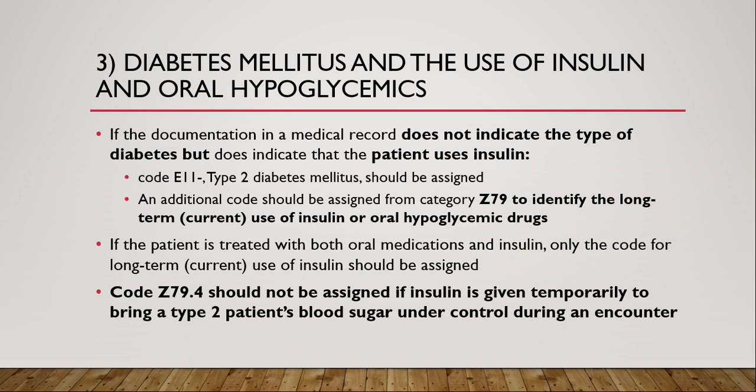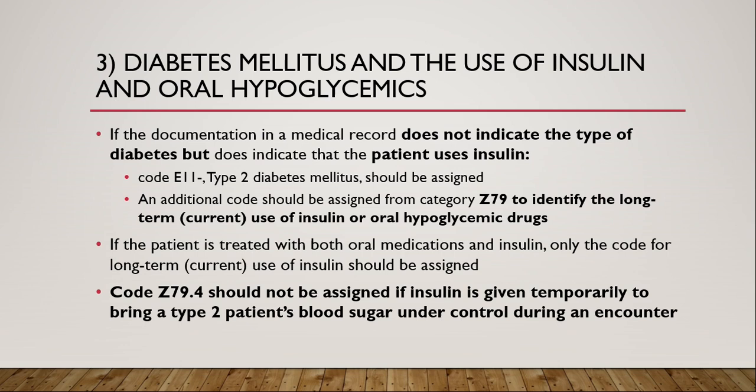So if the patient is suffering type 2, guys, most of the time type 2 uses your long-term use of insulin and oral hypoglycemics. Okay, so if you see the scenario, most of the time, if you see the use of oral hypoglycemics or the long-term use of insulin, that is usually your type 2 diabetes mellitus. And there are two types: if the patient is only using oral hypoglycemics, that is Z79.84. But if the patient is using long-term insulin injection, it is Z79.4.